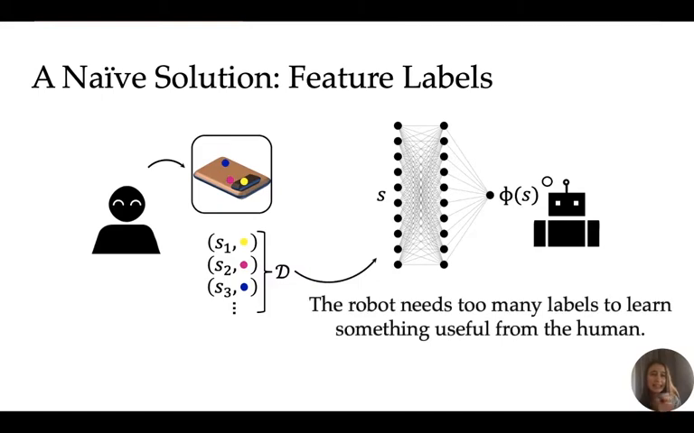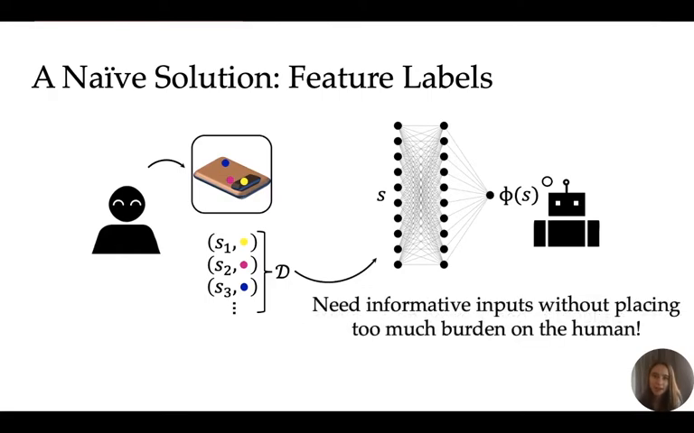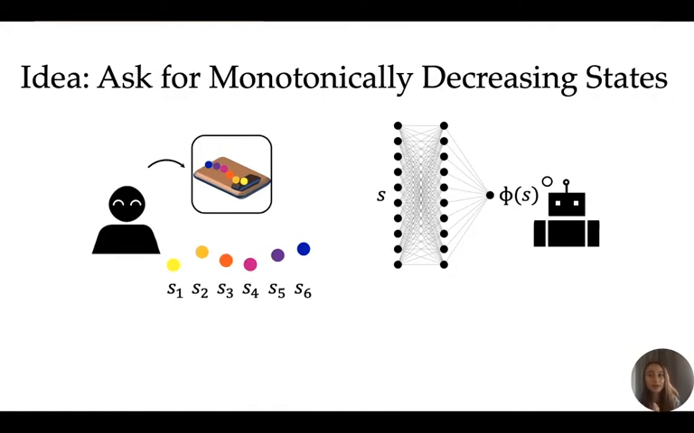Unfortunately, to learn anything useful, the robot would need a humongous set of labels from the person, which would be way too burdensome. Even worse, humans can be fairly imprecise when labeling the states directly. But it turns out that we can actually do a lot better than this. Instead of having the person label states independently, we can pack a lot more information if we ask the person for a sequence of states with feature values that are monotonically decreasing. We call the sequence with this property a feature trace.